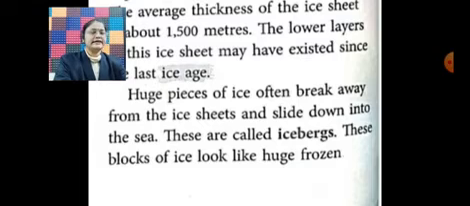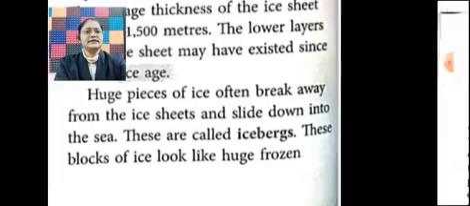These are called icebergs. Huge pieces of ice often break away from the ice sheet and slide down into the sea. These are known as icebergs. These blocks of ice look like huge frozen. ये जो आइस के ब्लॉक्स बन जाते हैं दूर से बहुत बड़े बड़े फ्रोजन जैसे दिखते हैं.